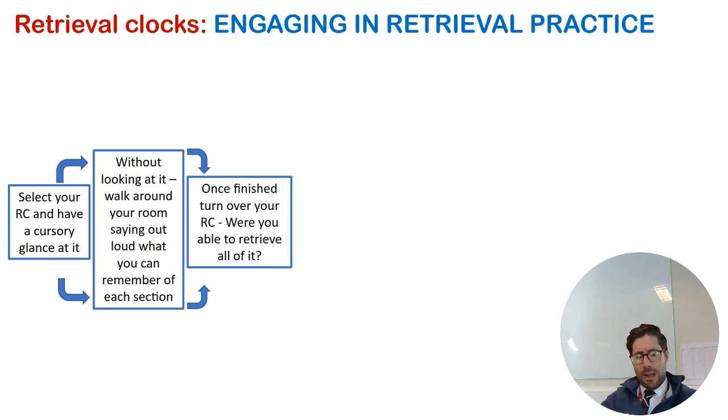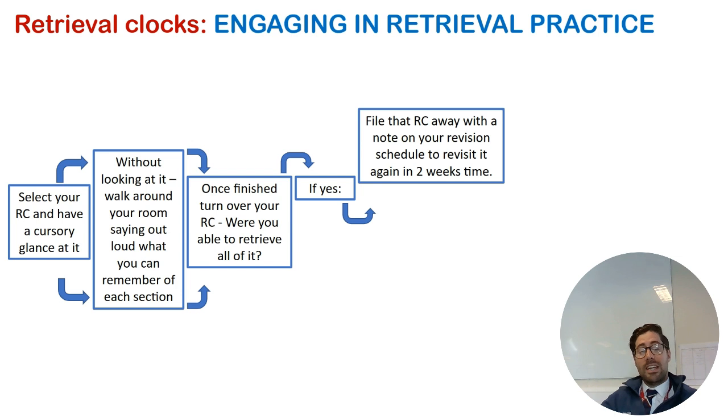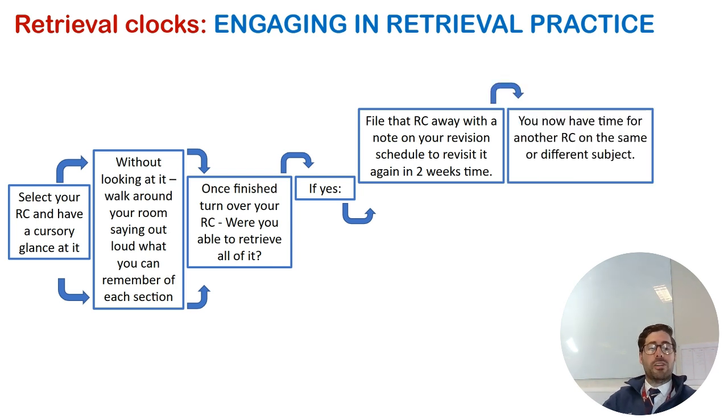Once you're finished, turn that retrieval clock over. What did you successfully retrieve? What did you not successfully retrieve? Maybe you've done this process three or four times now, so it may well be you've got to the point where you did successfully retrieve everything on that retrieval clock. Well done. File it away with a note to revise it again in two weeks' time. That's great. You've got time for another retrieval clock on the same or a different subject now.